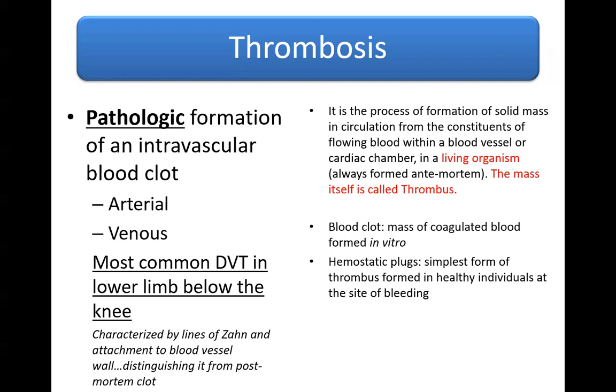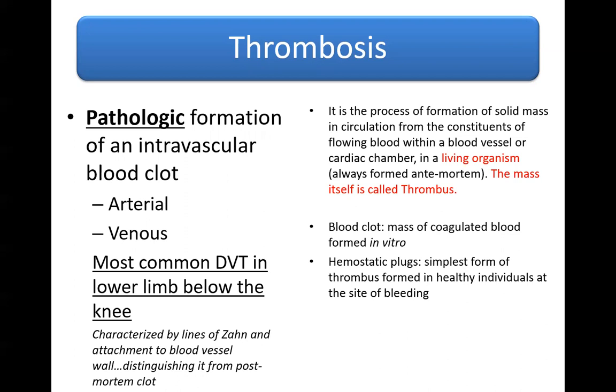Tell me. What is thrombosis? Formation, pathological formation of an intravascular blood clot. If the clot is forming in the arteries, we call it arterial. If it is forming in the veins, we call it venous.